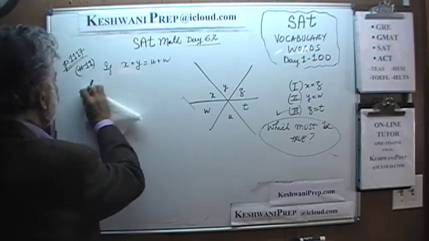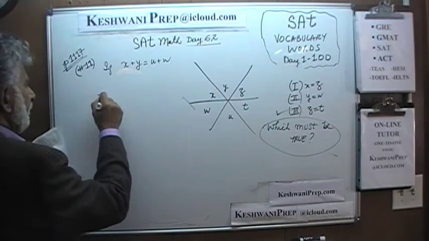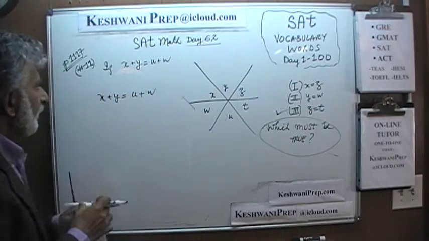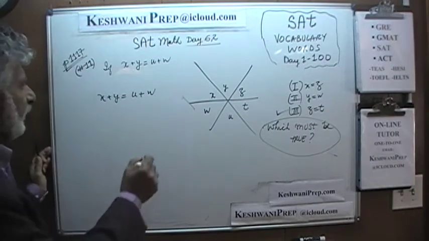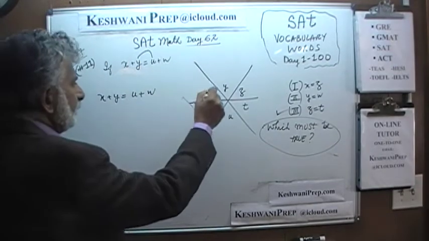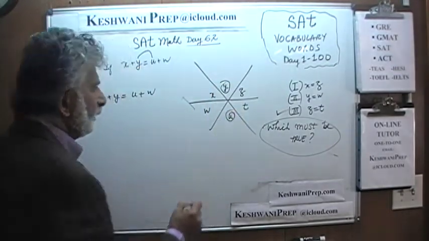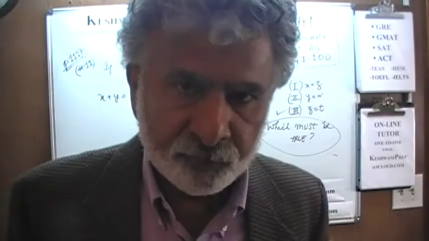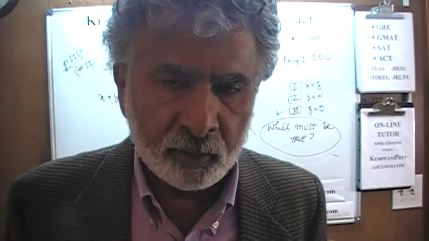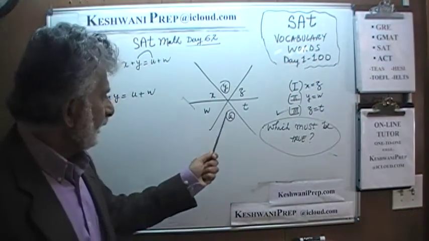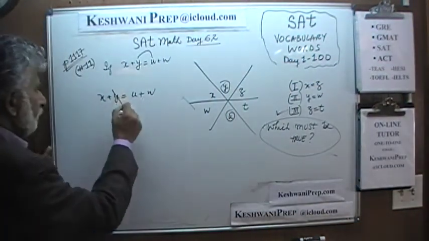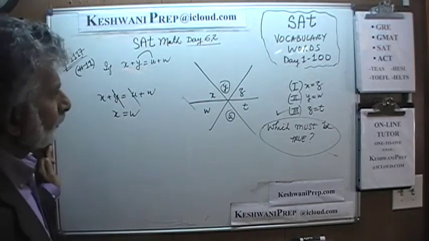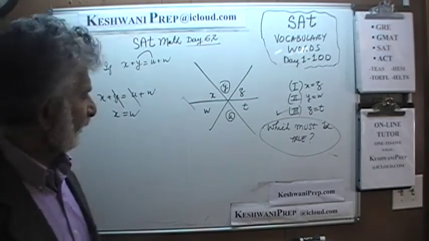Let's do the next one. Let's begin now that x plus y is equal to u plus w. But if we look at y and u, they are vertical angles. We don't need to know the measurements of these angles, it doesn't matter. Vertical angles are always equal. So y equals u. If y equals u, they cancel out, which means x must equal w. But it's not there. That is a dead end.